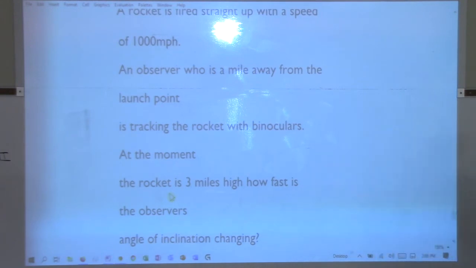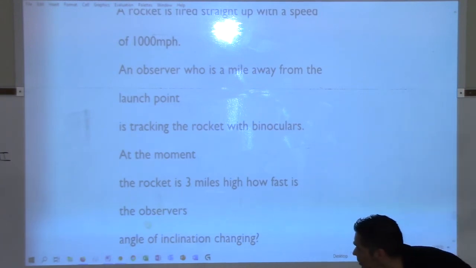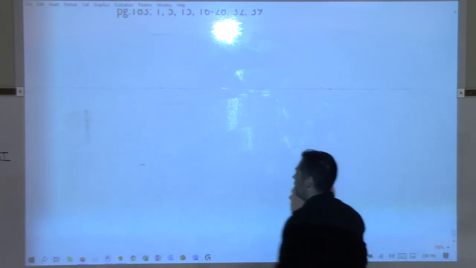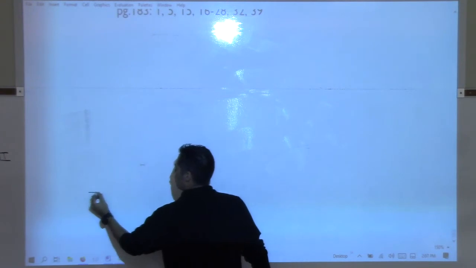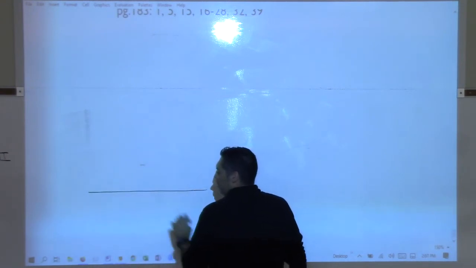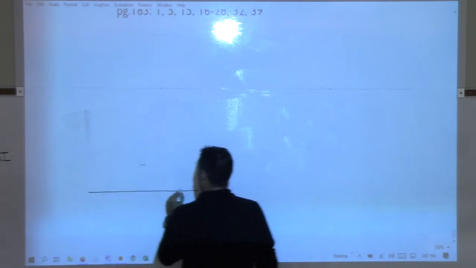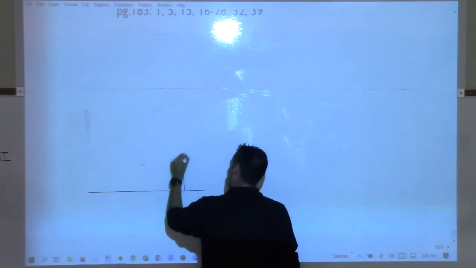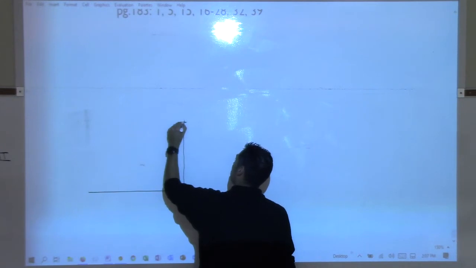Let me draw a picture of what's going on here. So, we have the ground. We're going to assume the Earth is flat for this. So the rocket's going straight up like this. Here's my rocket.